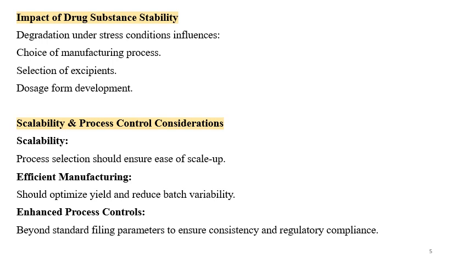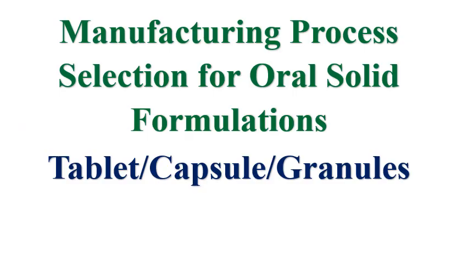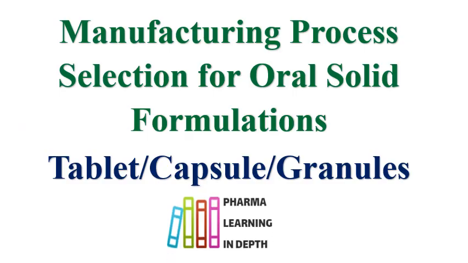Enhance the process controls beyond standard filing parameters to ensure consistency and regulatory compliance. So process control should be there so that you can make the formulation robust and you can ensure the batch to batch consistency. These are some of the parameters for selection of the manufacturing process. I hope you might have got some understanding about the process selection.